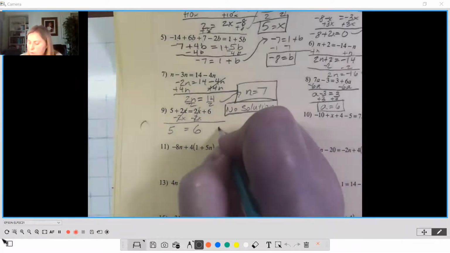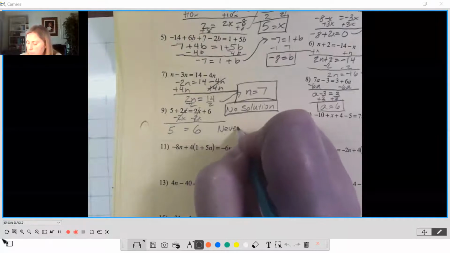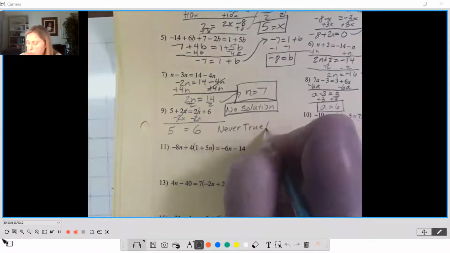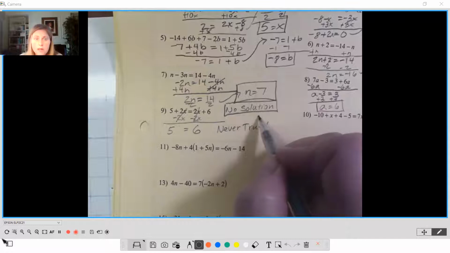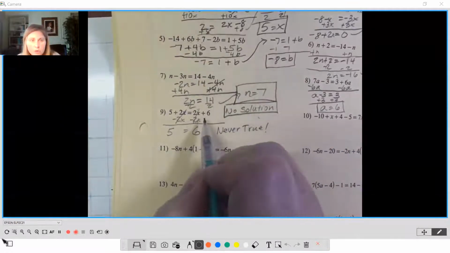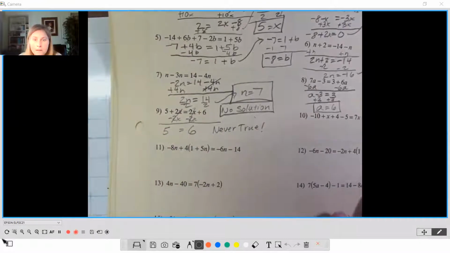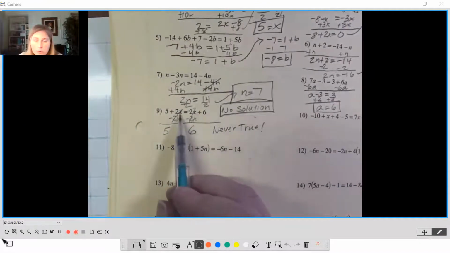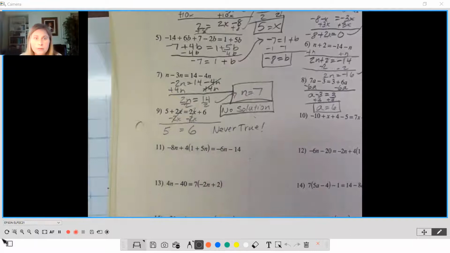Well, 5 never equals 6. That's never true, which means we have no solution. So our answer is no solution. There is no answer. This will never be true. 2x plus 6 is not equal to 2x plus 5, period. Okay, number 10.